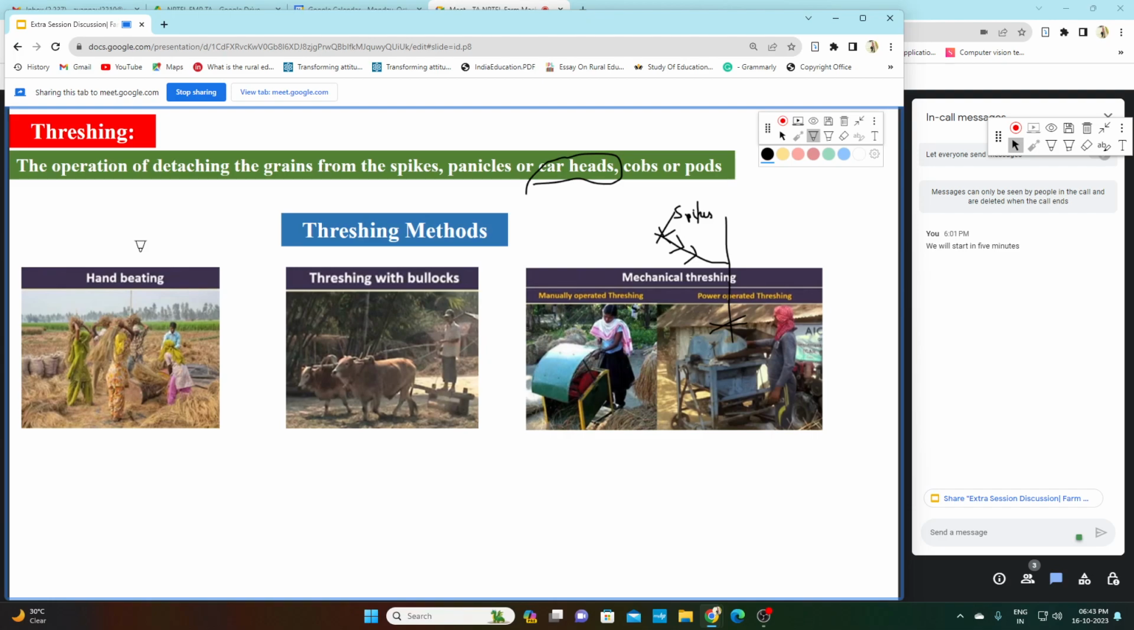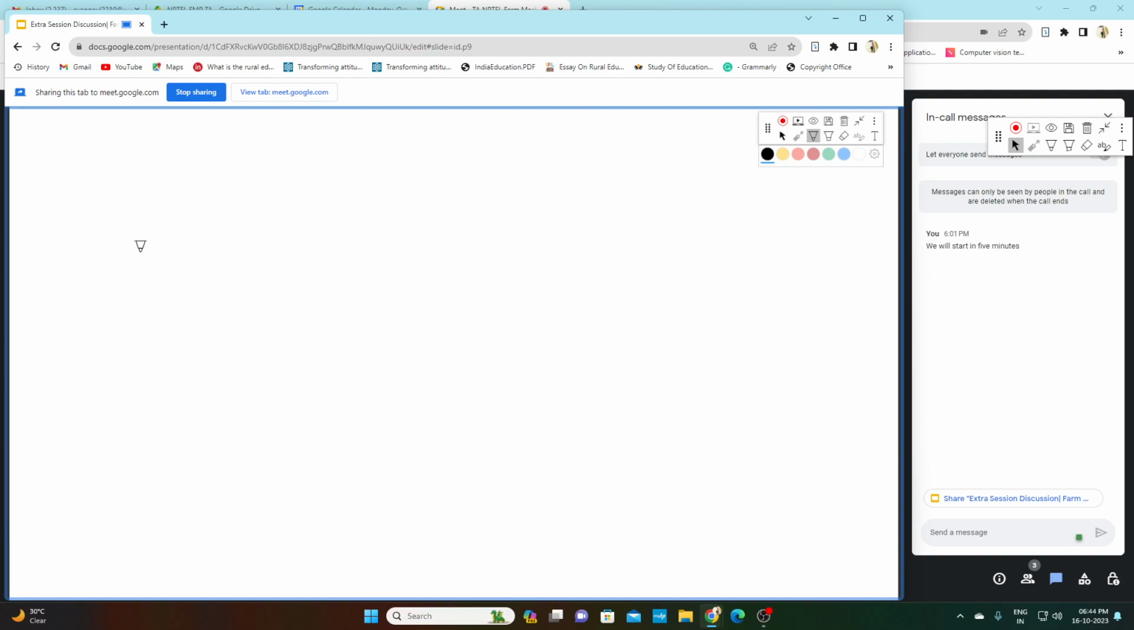And for every farm machinery operation we can use three types of power. We can use animal power, manual or human power, or mechanical or electrical power. Like that, threshing can also be divided into three parts. Either we can do threshing by hand beating, that is by manual power, or threshing with bullocks, that is with animal power, or threshing with mechanical threshers. Okay, so that is our farm machinery operation.